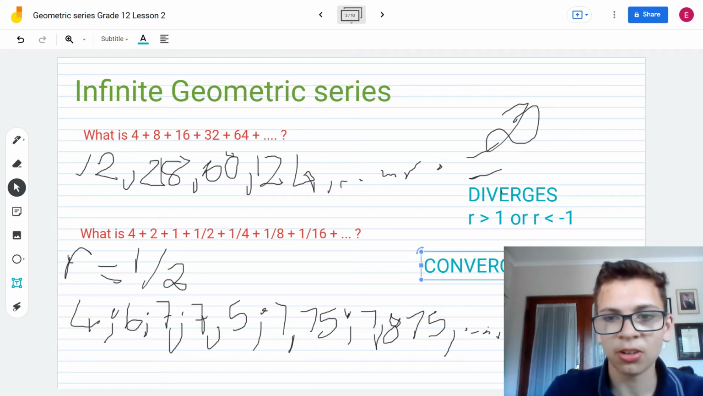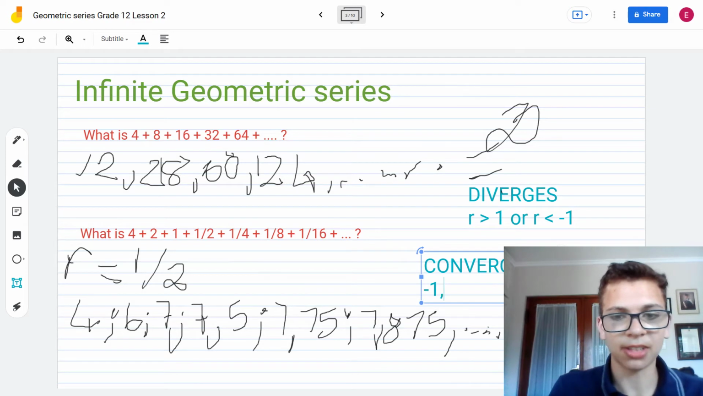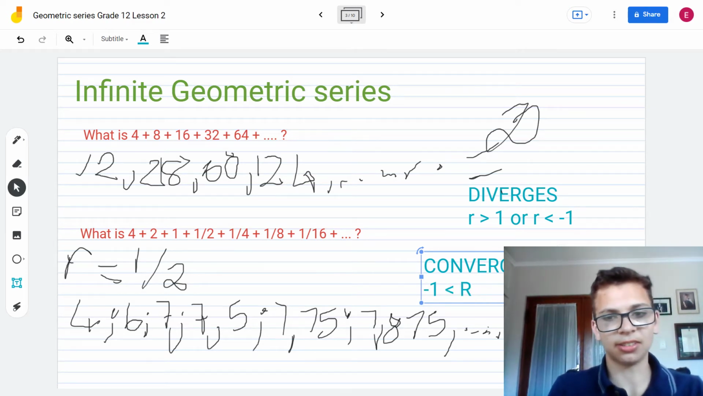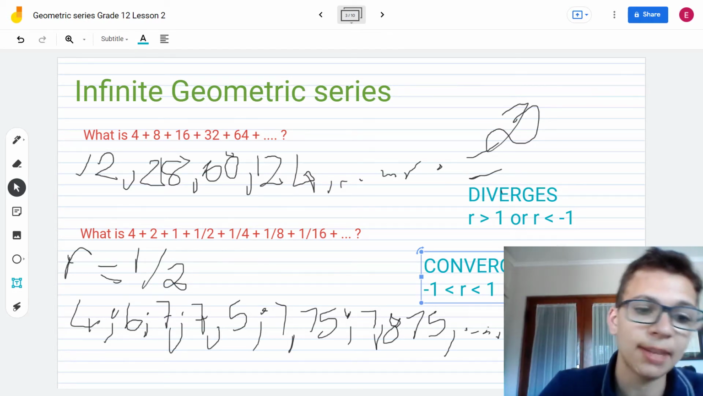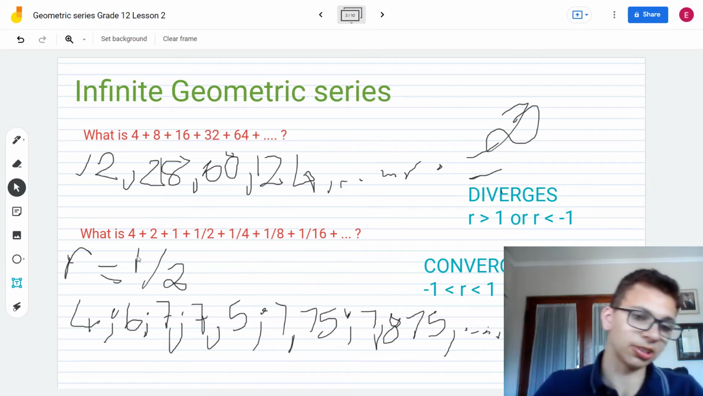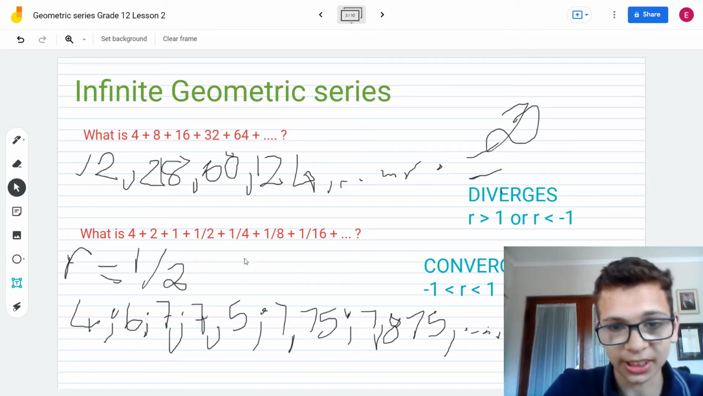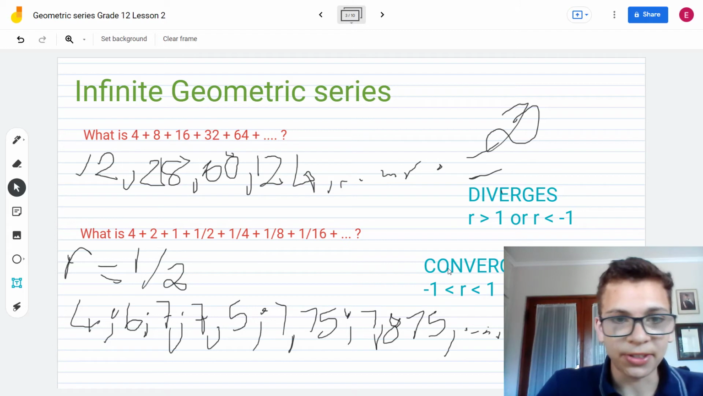To know when a sequence converges, we have that -1 is less than r, the common ratio, which is less than 1. In other words, r is a proper fraction. So r equals a half, this r is a fraction here. So those are two types of sequences, and those are pretty much the only types of infinite geometric sequence.